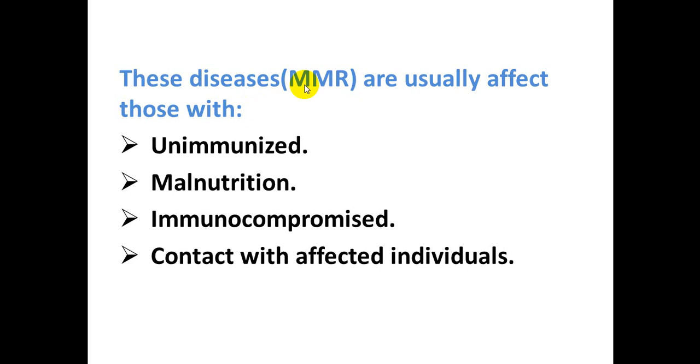These diseases, measles, mumps, and rubella, usually affect those who are not immunized, or those who are malnourished, or those who are suffering from immune compromise, whether congenital or acquired, or those who are in contact with an index case. So these groups are vulnerable to developing measles, mumps, and rubella.